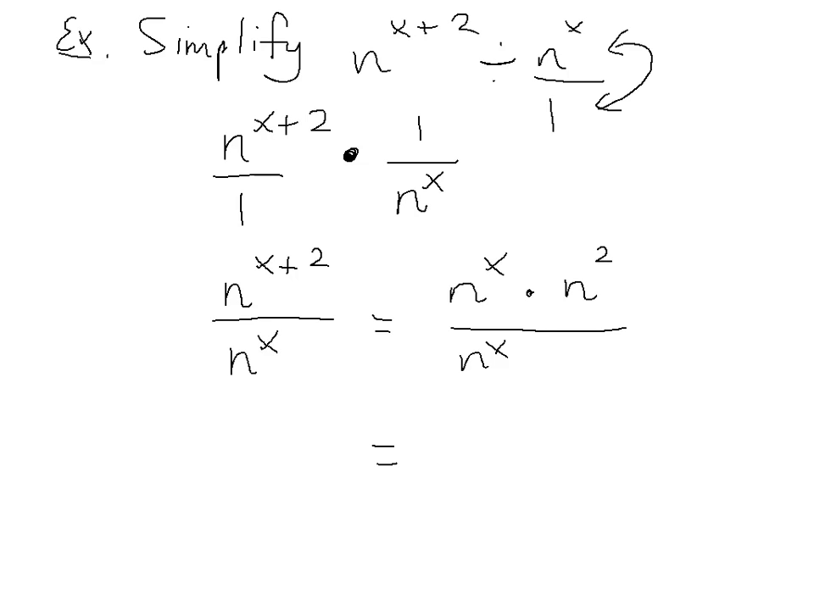Look what I've got in my fraction here. I have n to the x over top of another n to the x. Whenever you have multiplication and division, you can actually cancel these out. So these cancel out and become 1s. So look what I've got now. I've got 1 times n squared over 1, which is n squared.